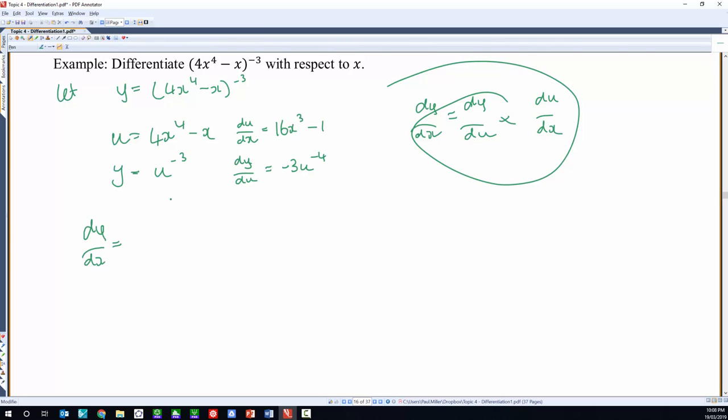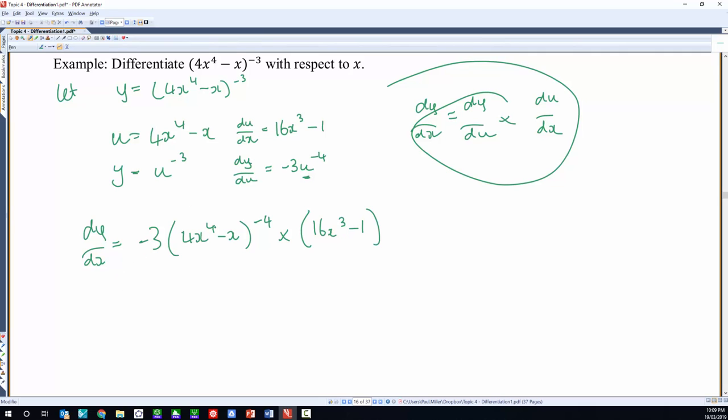dy dx equals the derivative of the outer function, negative 3. Now I'm not going to write u down because u is this, 4x to the 4 take x, to the neg 4, multiplied by, again, very important that we put this in brackets, and the reason is that this is a 2-term, it's multiplied by all of it, so it's going to be 16x cubed take 1.